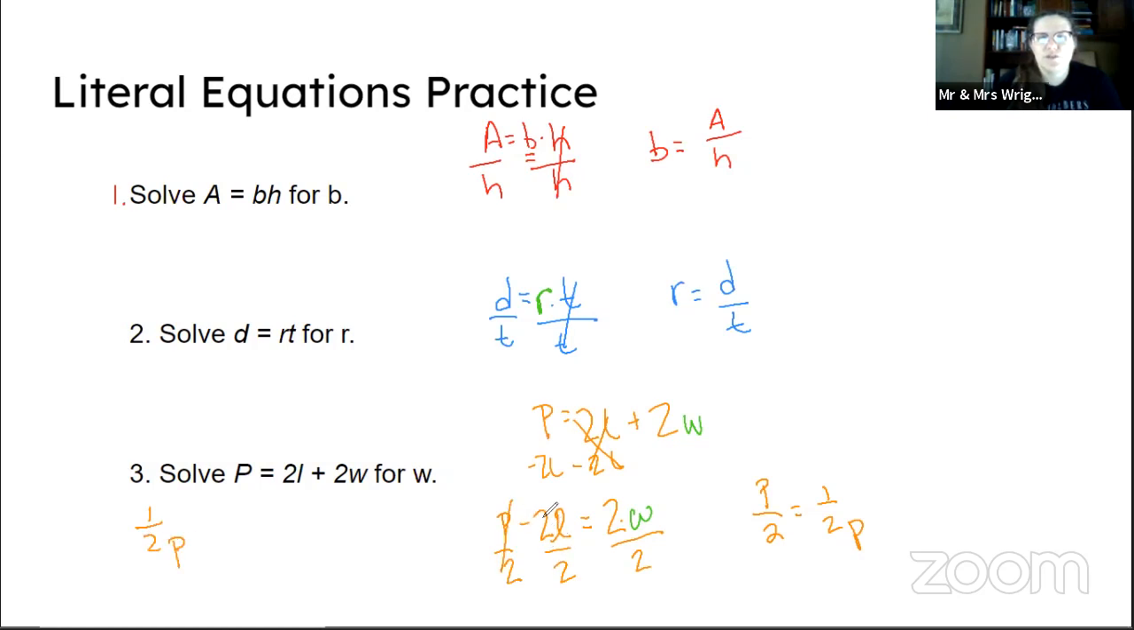Minus 2 over 2. Well, those can cancel out and leave me with just an L. So 1/2 P minus L equals, okay, those had canceled out, and I'm left with just my W. I like having the W first, so I'm going to write it like this and find my eraser and erase that. So I'm left with W equals 1/2 P minus L. I solved for W. And that is how that practice works.